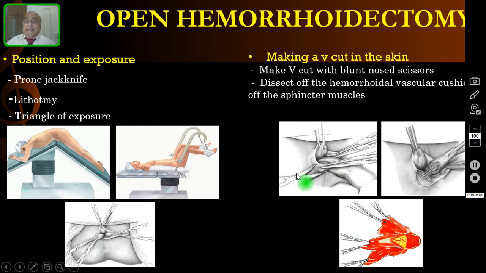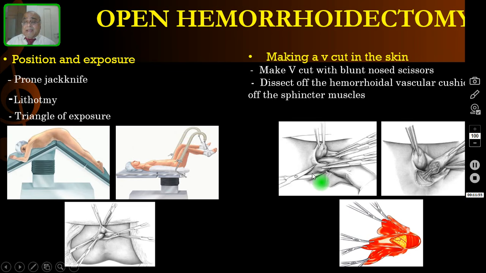After that, the next step is you can hold both these artery forceps in your palm. You can put your right hand inside the anal canal and give a lateral push here. With the other hand you can take a scissors, which is a blunt nose scissors, and you can make a V cut in the skin here.